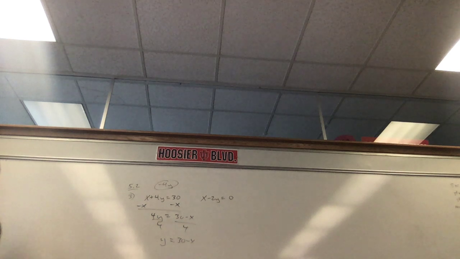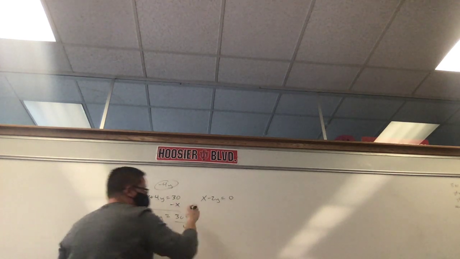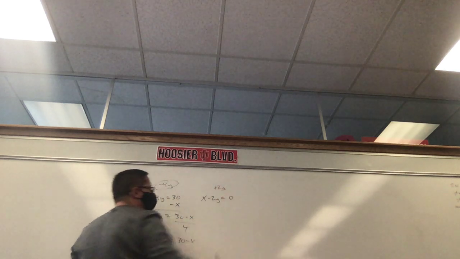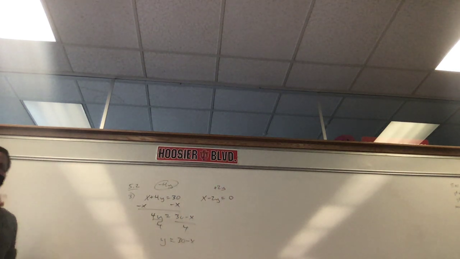Over here, what would be easier to get by itself, the x or the y? The x. You just have to do what? Plus 2y. So, put this on hold here, okay?